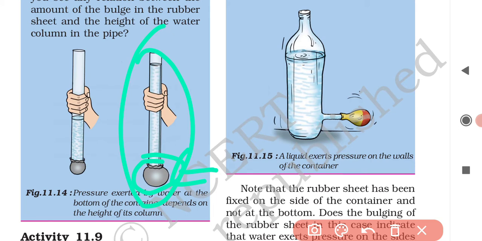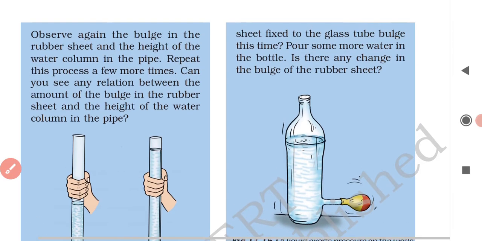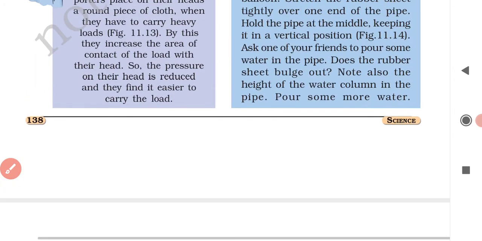Okay, because the rubber sheet is flexible, and it has been attached or fixed on one end of the pipe, mainly at the bottom of the pipe. So when the liquid is poured, when the water is poured over here, you will see the rubber sheet bulge out. Clear? You have understood?